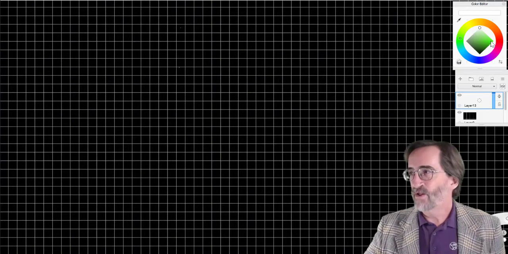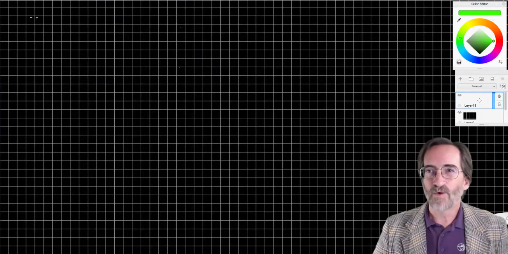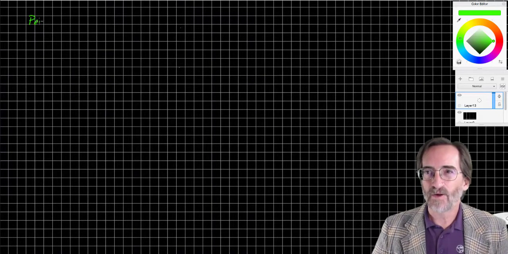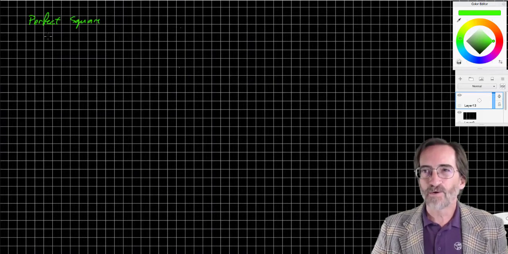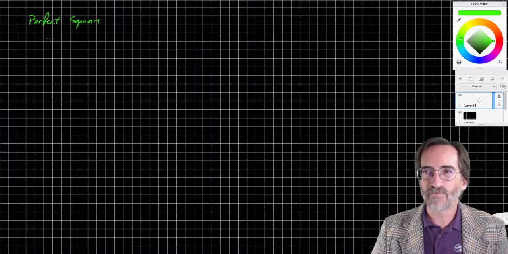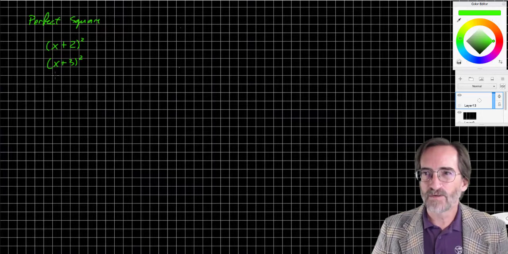Okay? They are the perfect square. So let me explain how that works here. Perfect square. Okay, I want you to notice a pattern here. I'm going to do several problems in quick succession. I'm going to do x plus 2 squared. I'm going to do x plus 3 squared. I'm going to do x plus 4 squared. And I'm going to do x plus 5 squared.